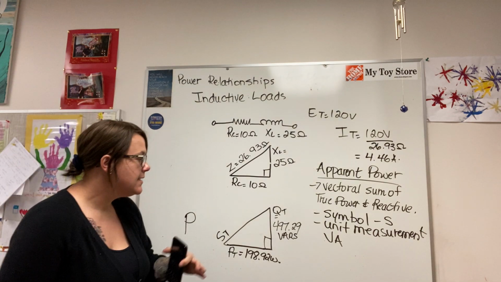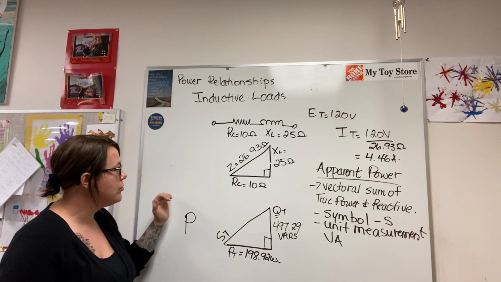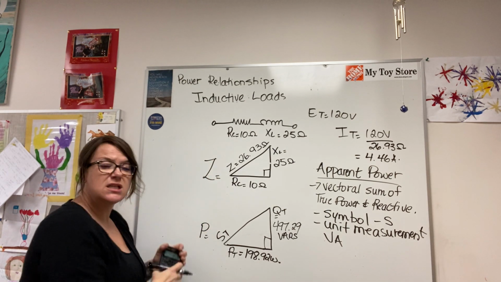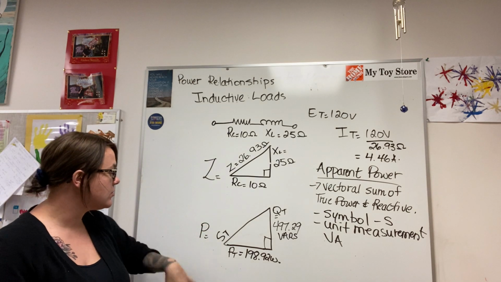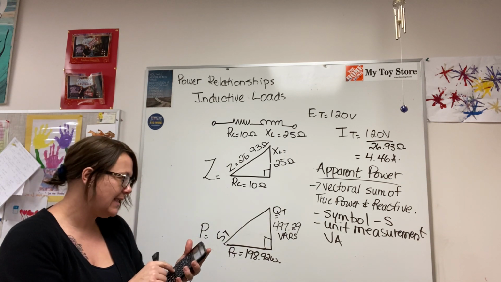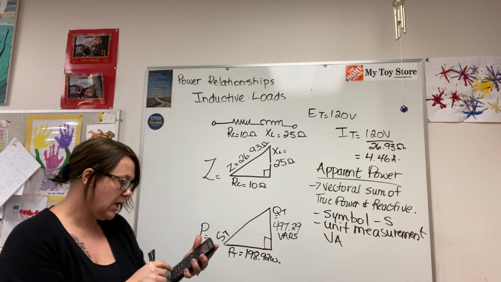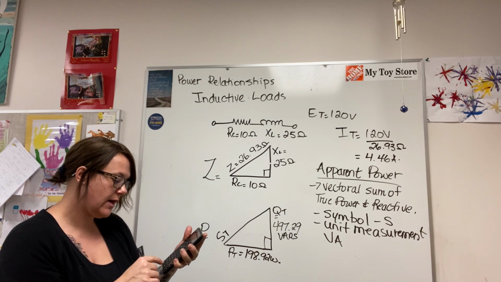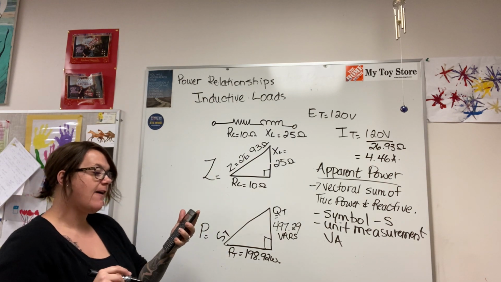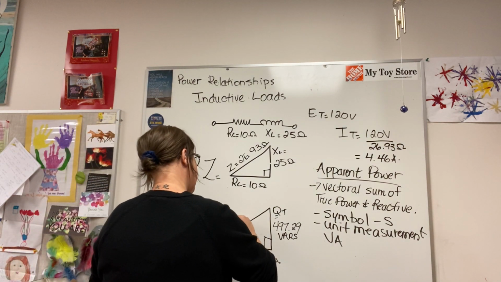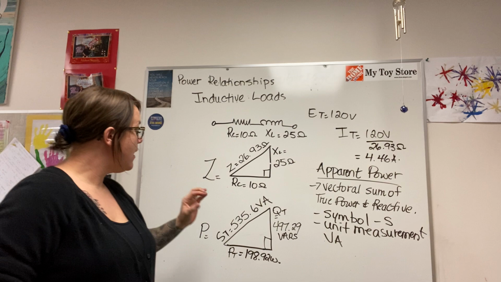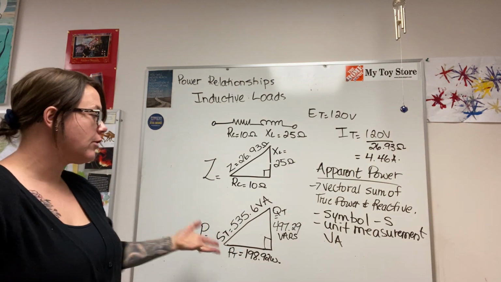So let's get the vectorial sum, and then I want to show you the formulas we could also use. There are multiple ways a lot of times to solve for unknown variables depending on what's given in the circuit. So let's do the vectorial sum of true power and reactive power. We're going to go 198.92 squared plus 497.29 squared equals, and then I'll get the square root of that. And it gives me 535.6 VA. So apparent power is the vectorial sum of true power and reactive power.